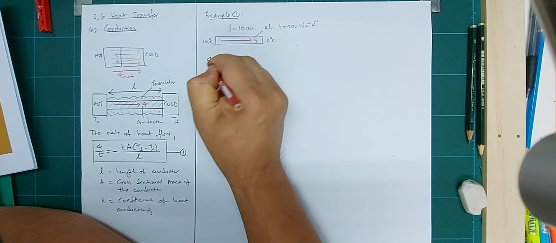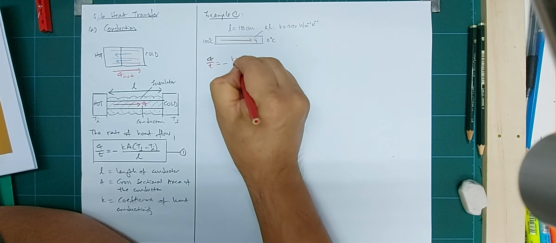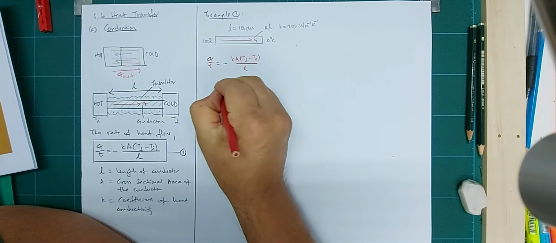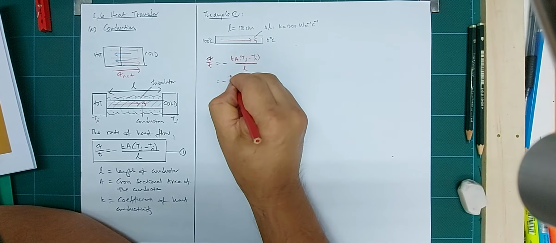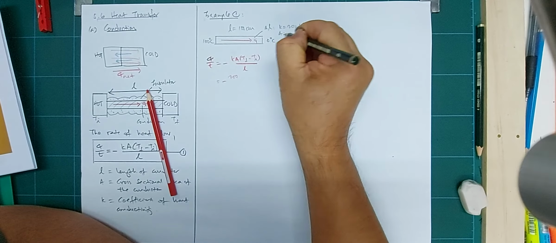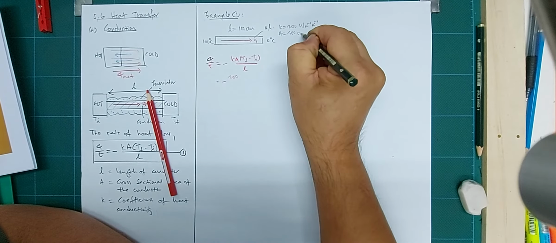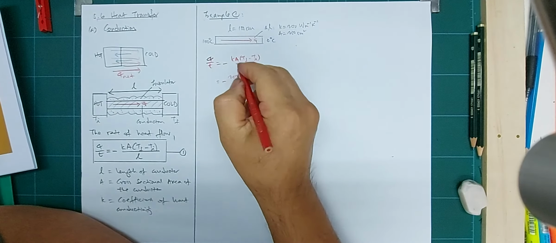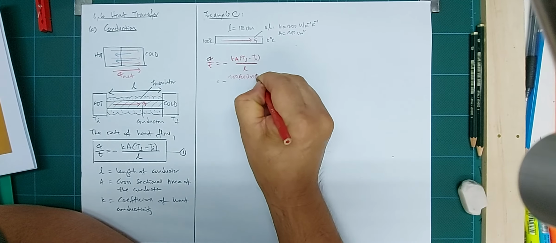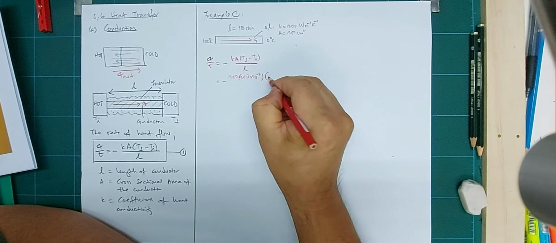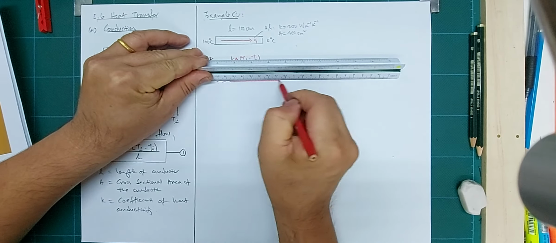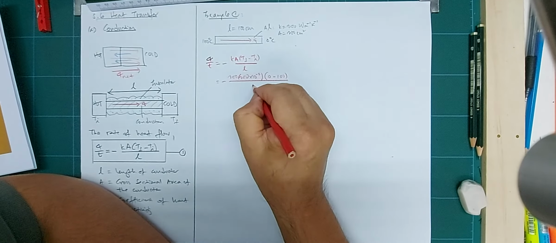Q over T is equal to negative K A (Tf minus Ti) divided by length. Now we have negative K, which is 200. Oh sorry, cross-sectional area not given. Our A value, cross-sectional area, let's say is 200 centimeters squared. But you need to use meter squared, so it's 10 to the power negative 4. And then the change in temperature is 0 minus 100. Now you know the reason I put the negative sign in the equation. And then the length is 100 cm, 1 meter.